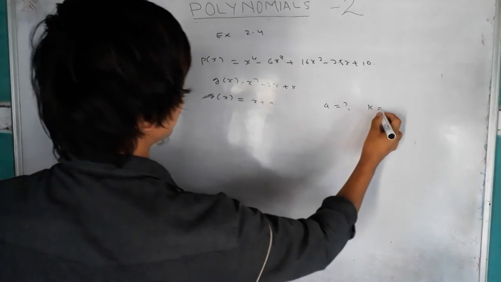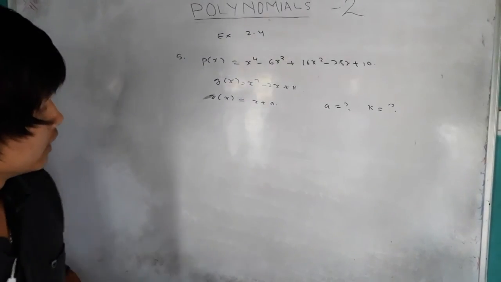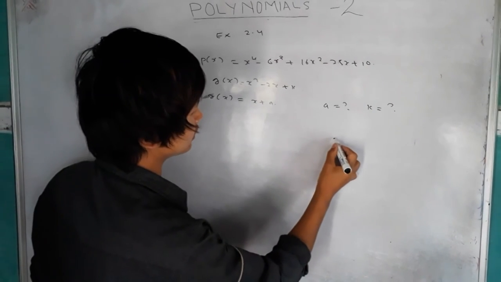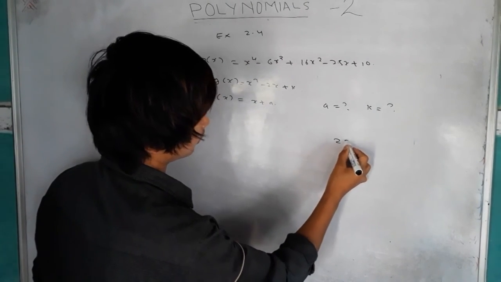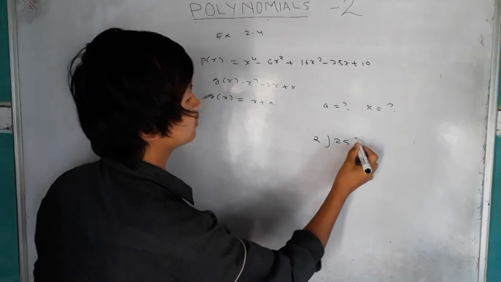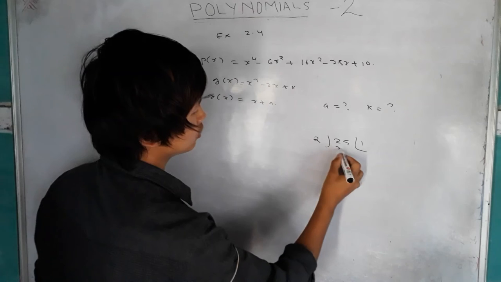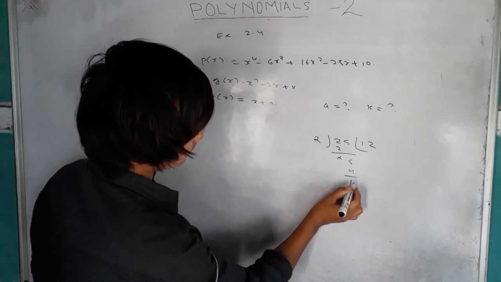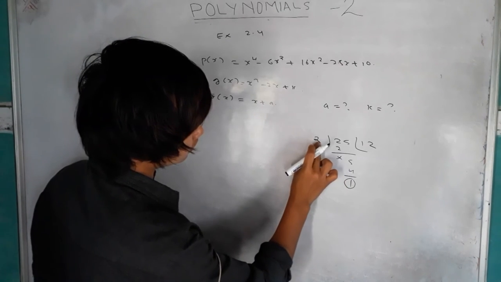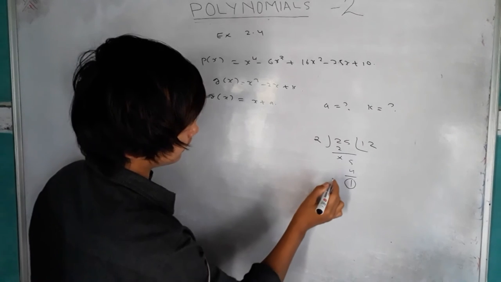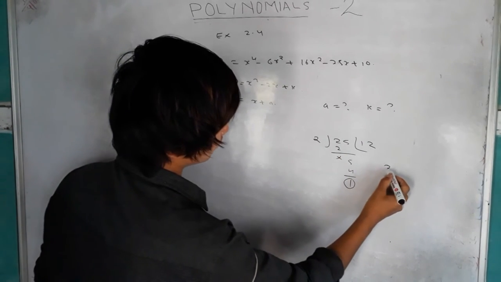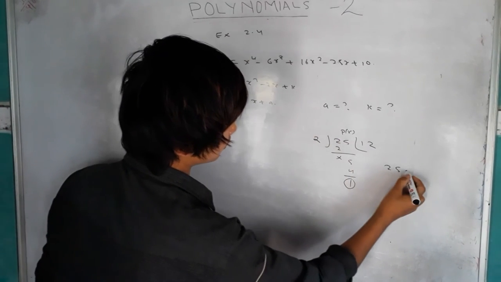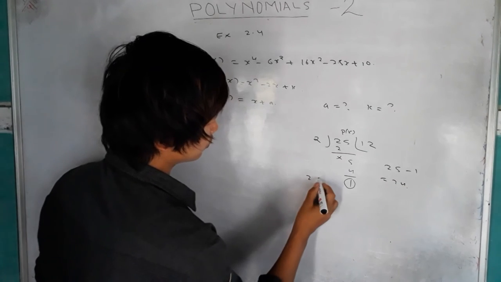So what is the value of a and k? See, I'll take an example, then I'll try to explain with this. I'll try to relate one thing. What if 25 is divided by 2? I'll divide it at random. 2, 1, 2, 5, 2, 2, 4, remainder is 1. So the remainder is 1, so 2 is not going exactly into 25. This is our p(x). I'll subtract the remainder from p(x). It will be 24, then 2 will go into 24 exactly.